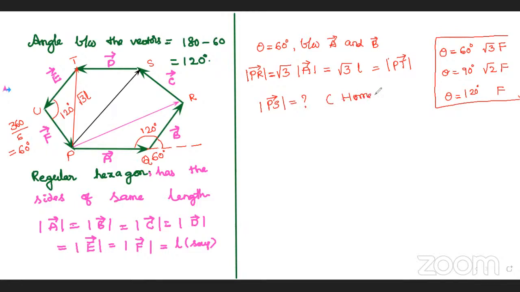Try at home and use your vectors concept. PS bar equals how much? Try to find out. If you don't get it, in the next class I will explain, no problem. Right? Good.